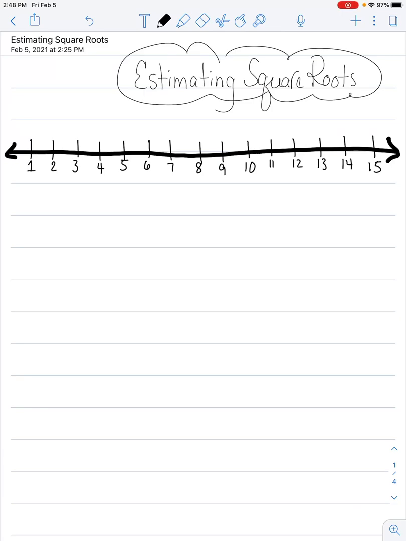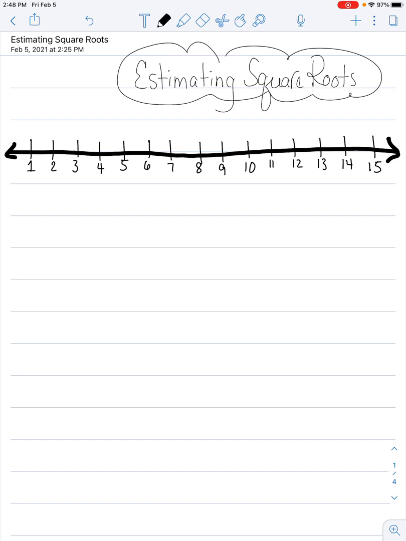Hey guys, today we're going to take a look at how to estimate square roots. So I want you to pause the video and draw this number line. Now that you've drawn the number line from 1 to 15, I want to show you what this even has to do with square roots.